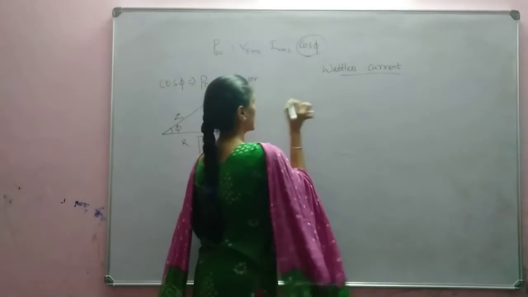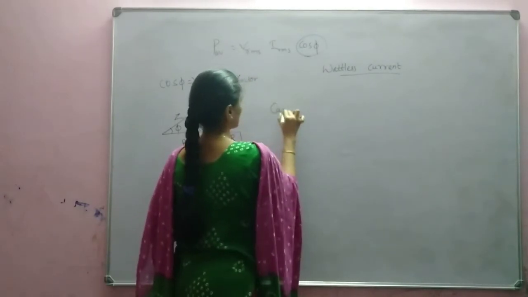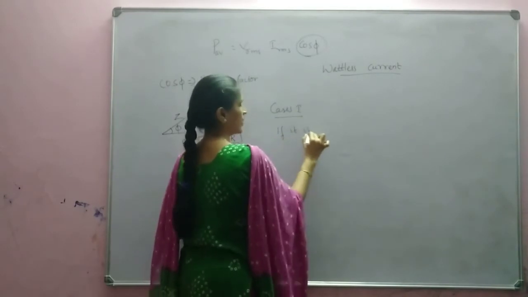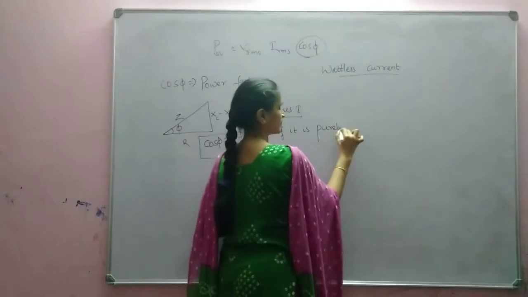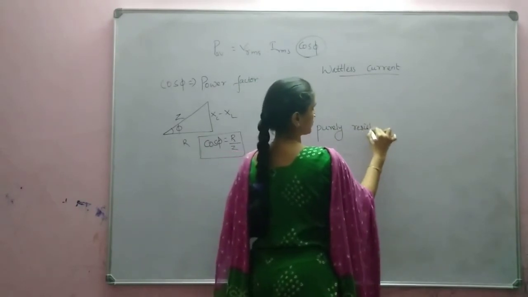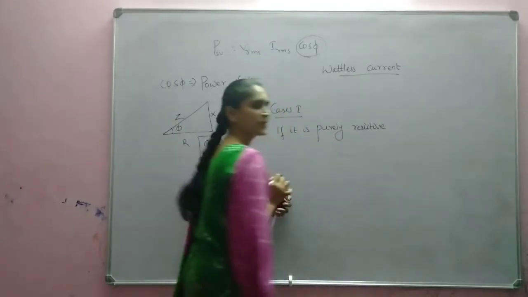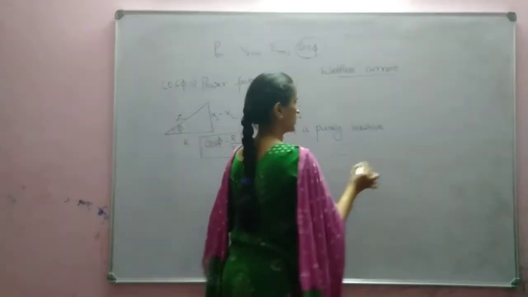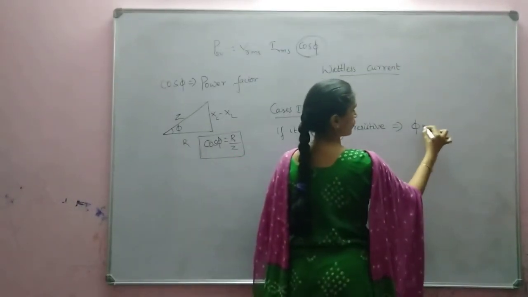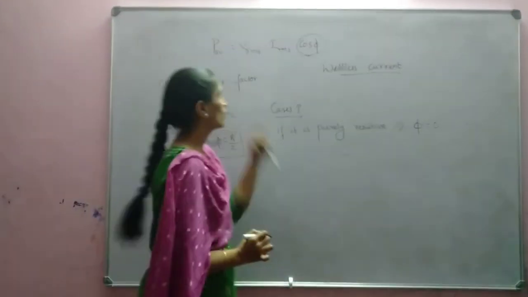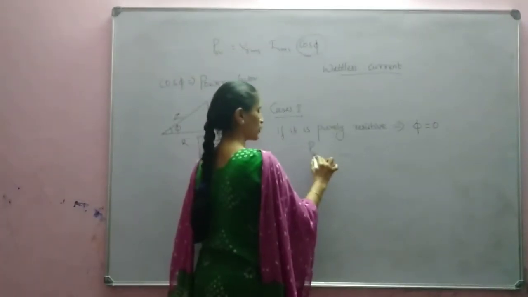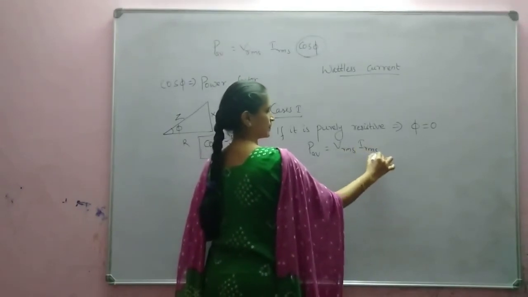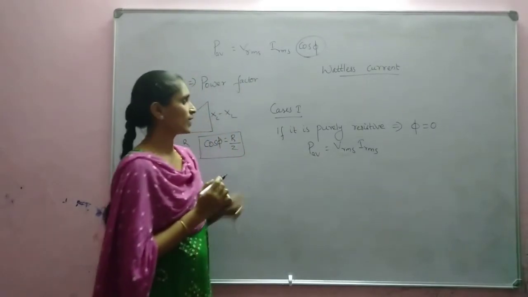So we can say that there are various cases. If the circuit is purely resistive, in that case what is the angle between voltage and current? In that case phi is equal to 0, the angle between voltage and current is 0. So we will get average power is equal to Vrms into Irms.